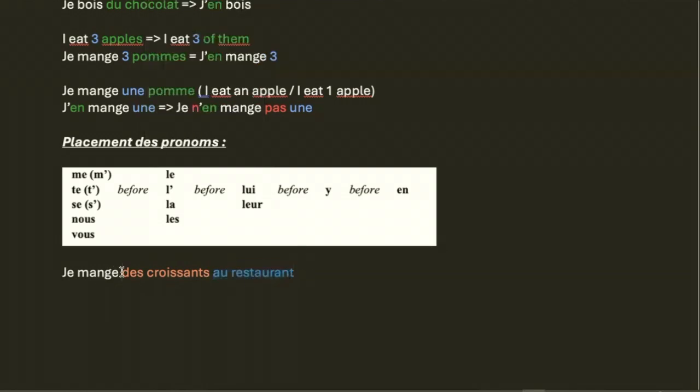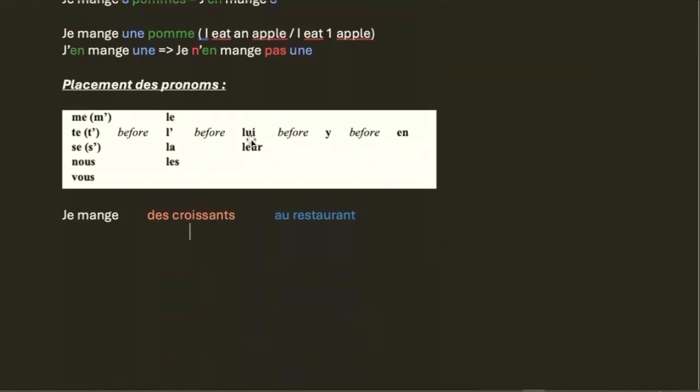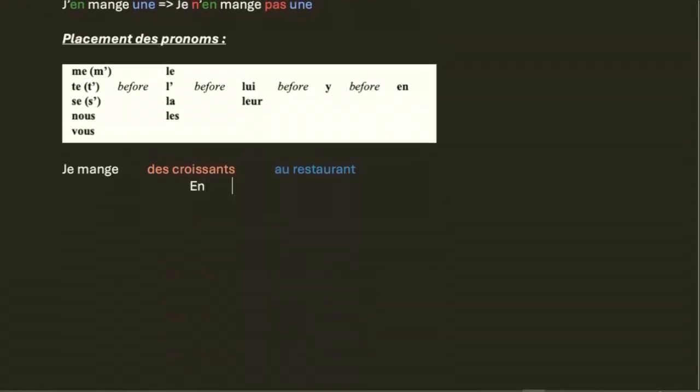So, des croissants au restaurant. Des croissants starts with des, so that's going to be replaced by en. Au restaurant starts with au, so that's going to be y. Okay? Now I need to put that in the right order before the verb. What's the order? It's y and then en.